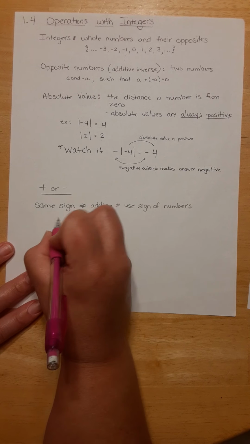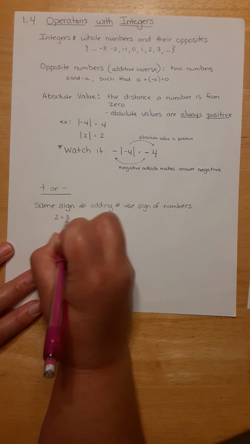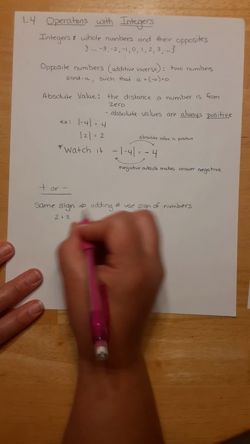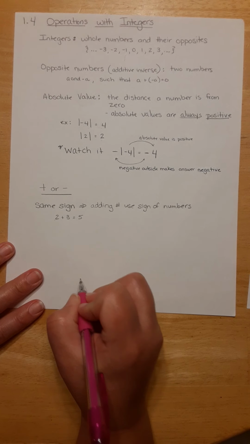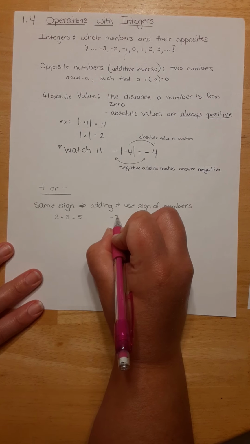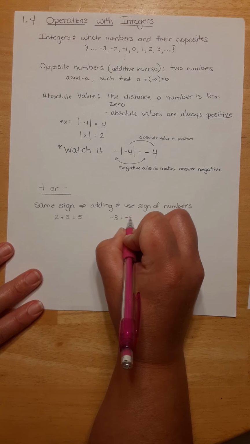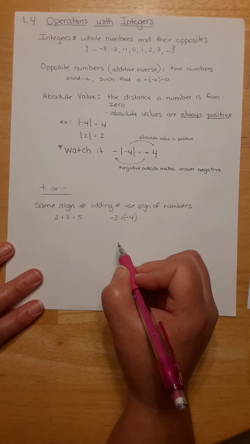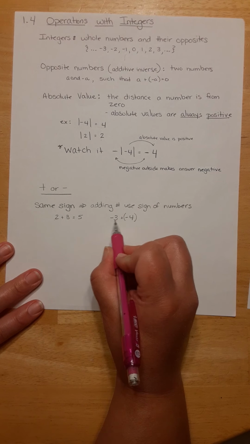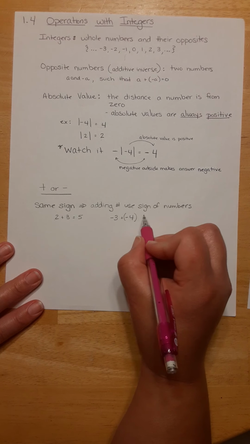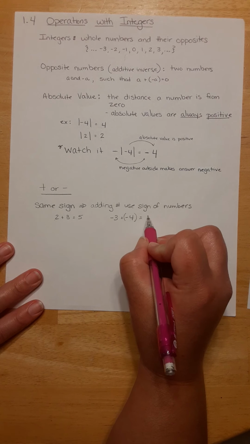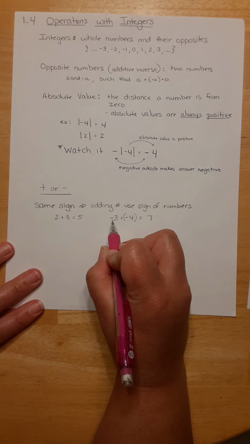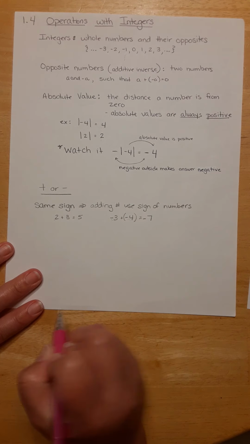So, example: 2 plus 3, both of them are positive. We did this in kindergarten. Our answer is a positive 5. If I have a negative 3 plus a negative 4, and you normally see it like this with parentheses around the negative 4, these are both negative numbers, so we add them together, and I get 7, and I have to use the sign that they are, and it is negative 7.